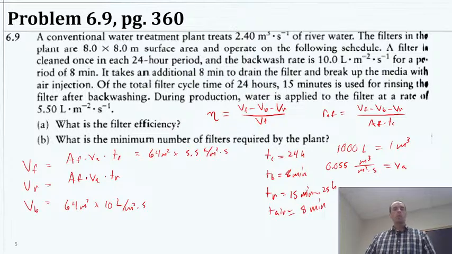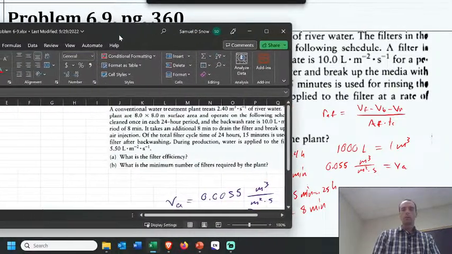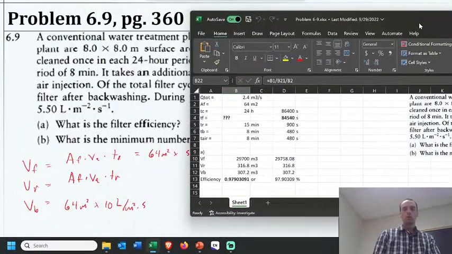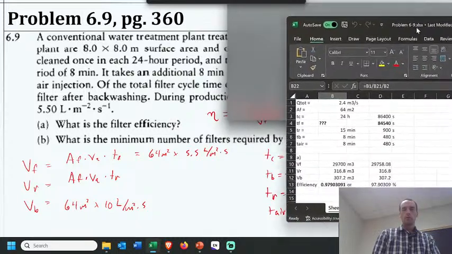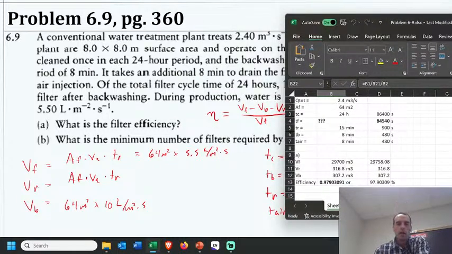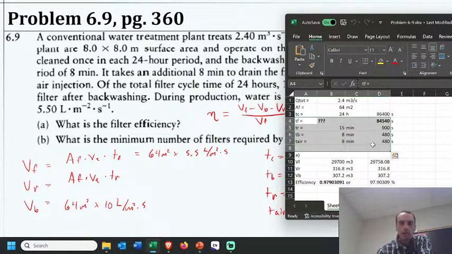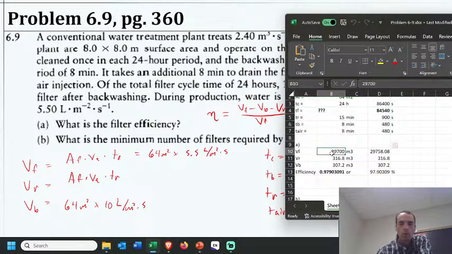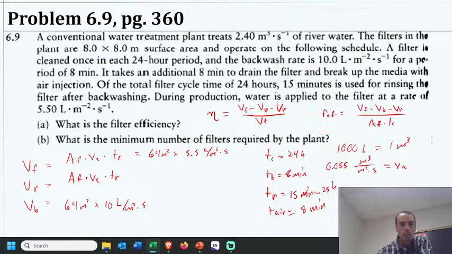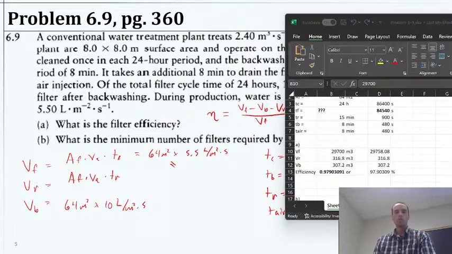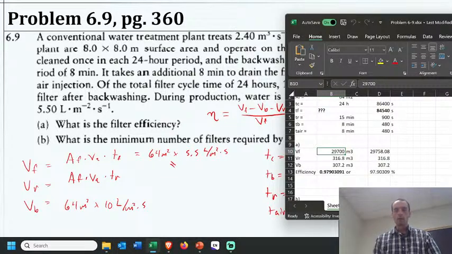Okay, so then with that, we can do some calculations. I have this completed in Excel, so what I will show you here is that we can convert, find each of the times in seconds, and then for the volumes, we can look here. So for the volume filtered, this should be equal to, that was 29,700 cubic meters.